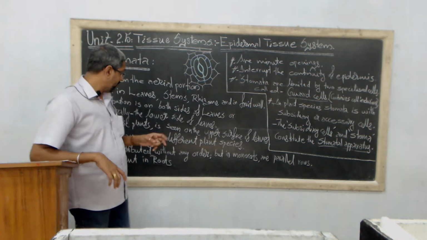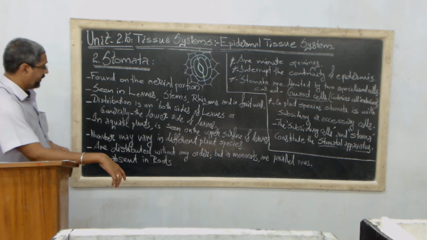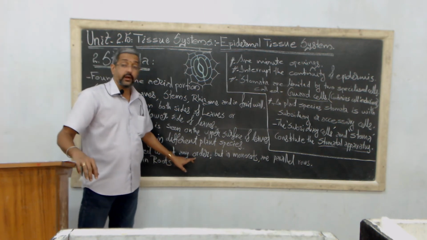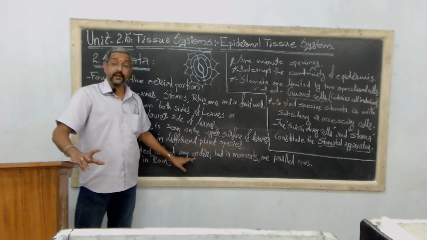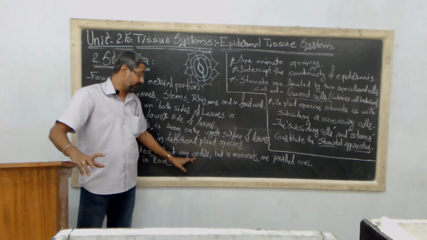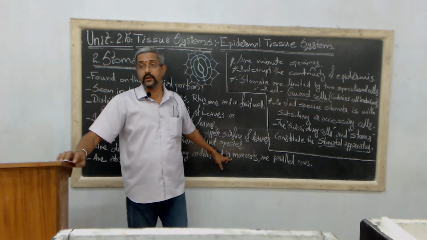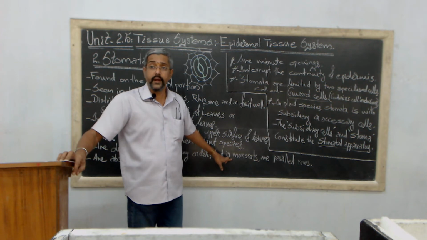So, generally in reticulate veined leaves, the distribution of stomata is without any order. There is no particular order of arrangement or development of stomata. But in monocots, why are the monocots the example?